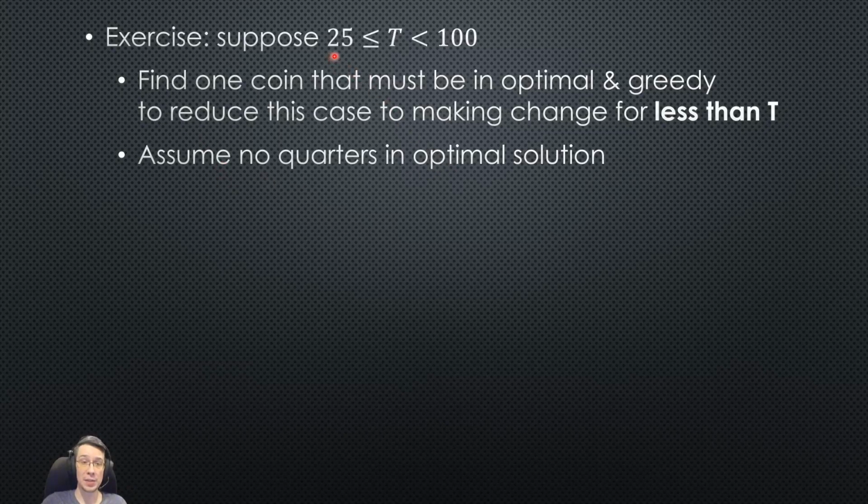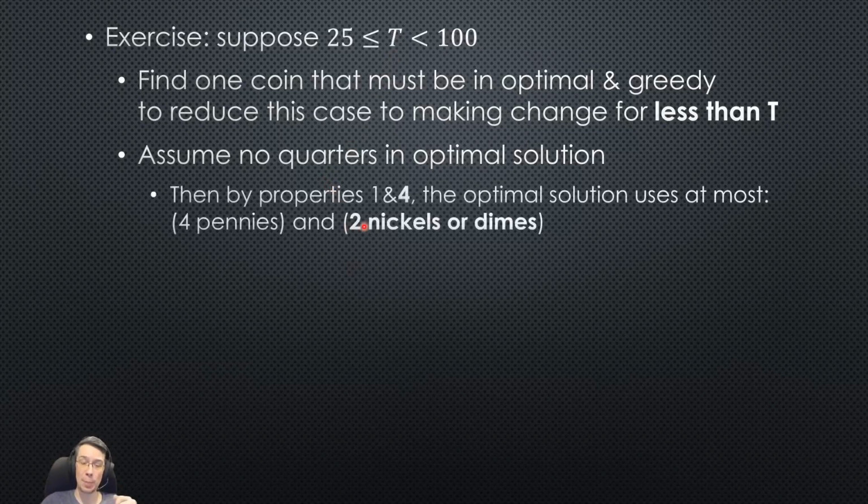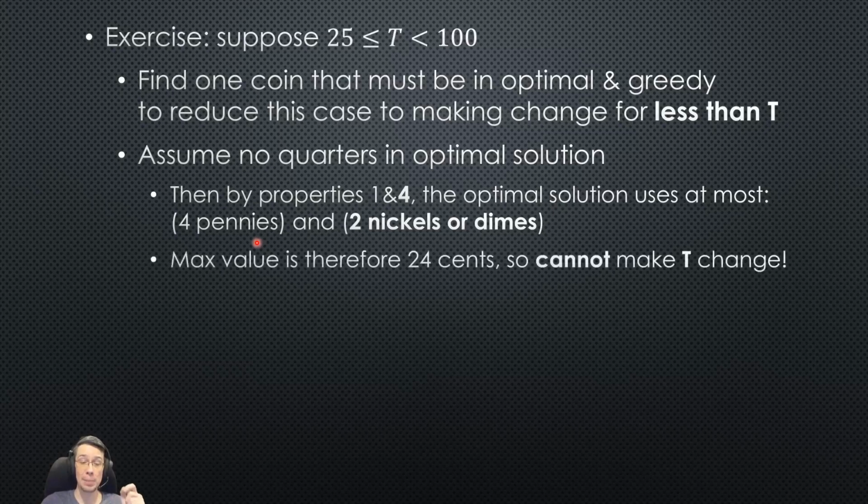So assume, because a quarter is the largest size we can definitely use here, and we intuitively know we're going to use a quarter in the solution, and the greedy algorithm will use a quarter in the solution. Assume for contradiction that there are no quarters in the optimal solution. Then by properties 1 and 4, which are that there are at most 4 pennies and at most 2 nickels or dimes, the optimal solution uses at most 4 pennies or 2 nickels and dimes, which means the largest value that it can produce is 2 nickels and 4 pennies, which is 24 cents. So we can't possibly make change for t. That tells us there has to be at least one quarter in the optimal solution, and there's also a quarter in the greedy solution.